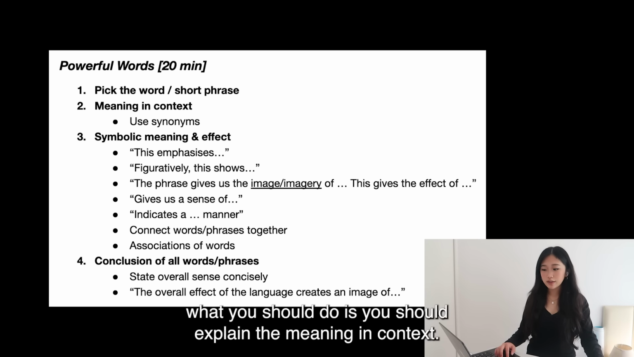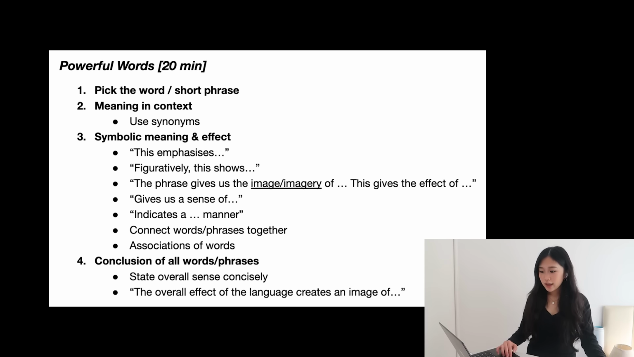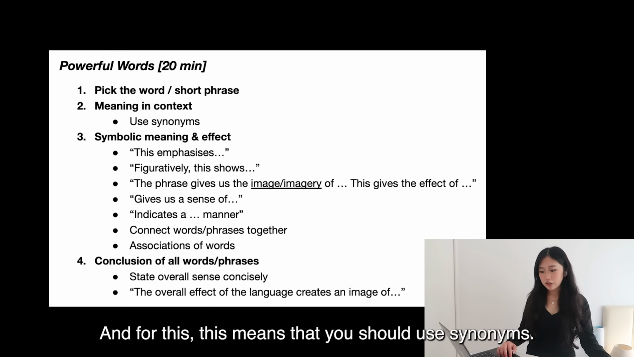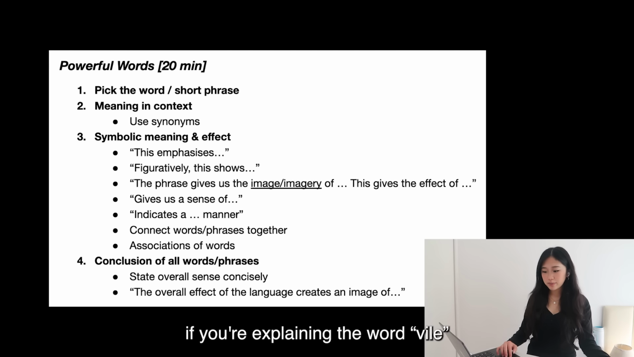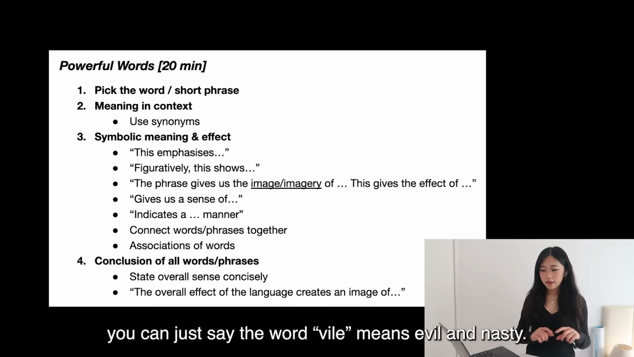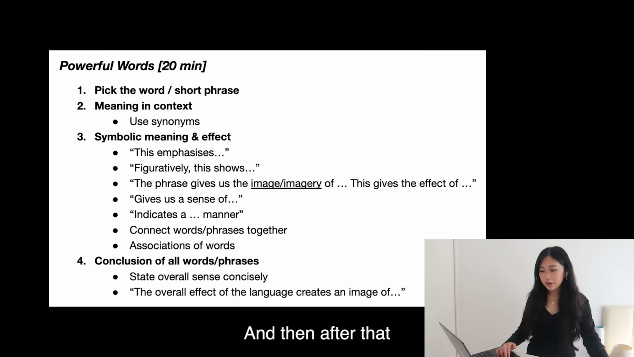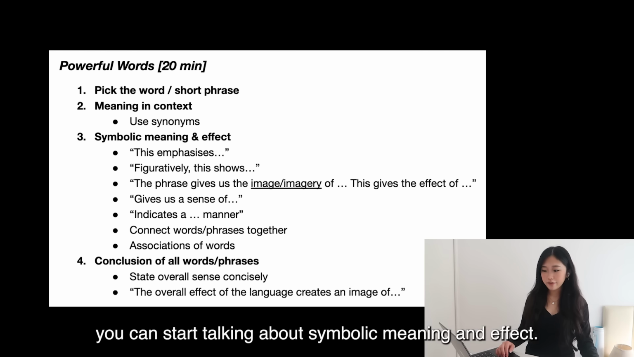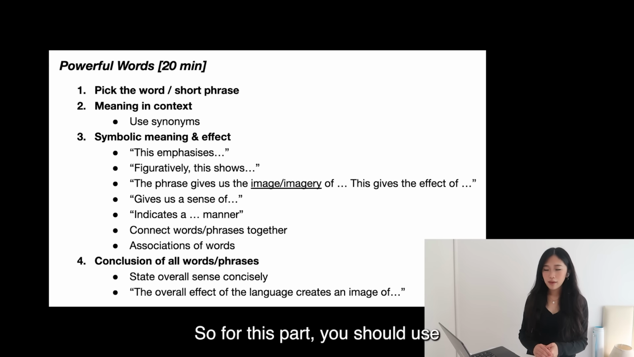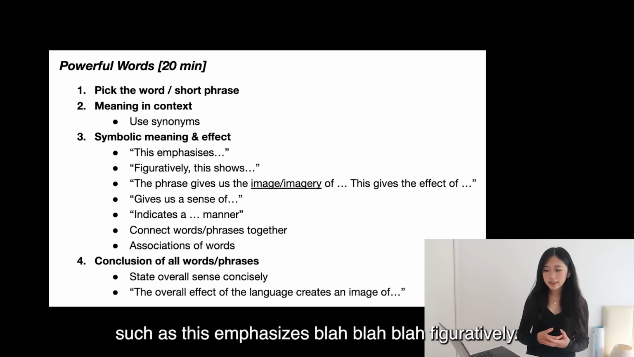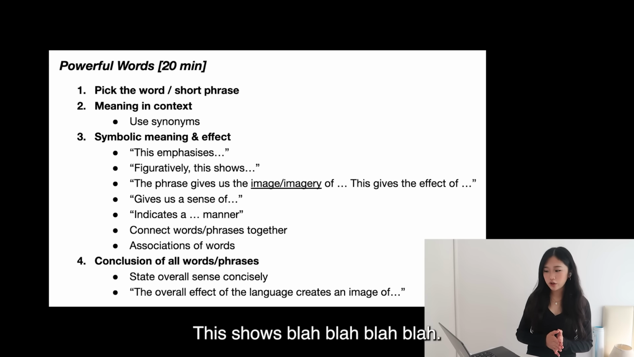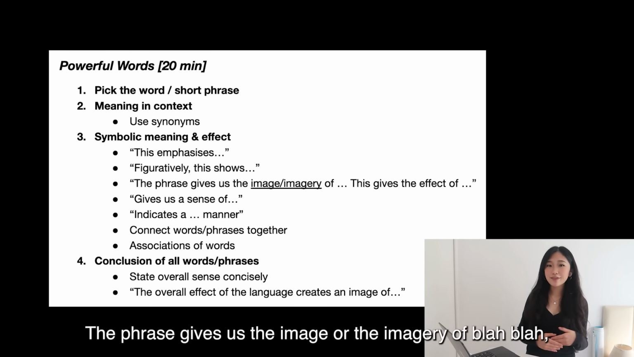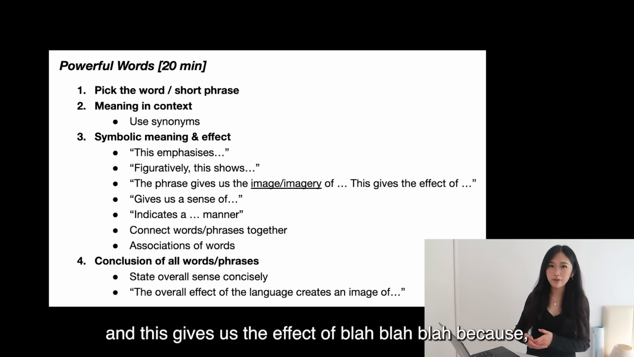So first, what you should do is you should explain the meaning in context. And this means that you should use synonyms. For example, if you're explaining the word vile, you can just say the word vile means evil and nasty, full stop. That's all you need. And then after that, you can start talking about symbolic meaning and effect. So for this part, you should use sentence structures such as this emphasizes blah blah blah. Figuratively, this shows blah blah blah. The phrase gives us the image or the imagery of blah blah blah, and this gives us the effect of blah blah blah.